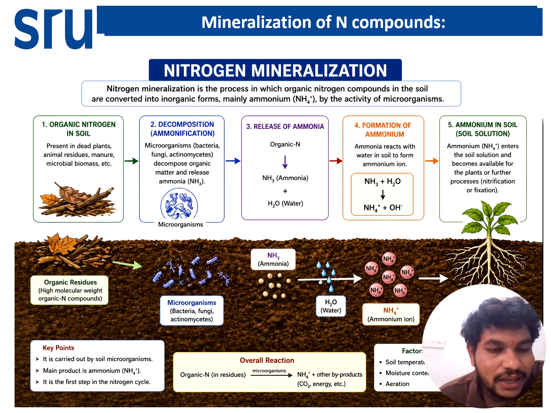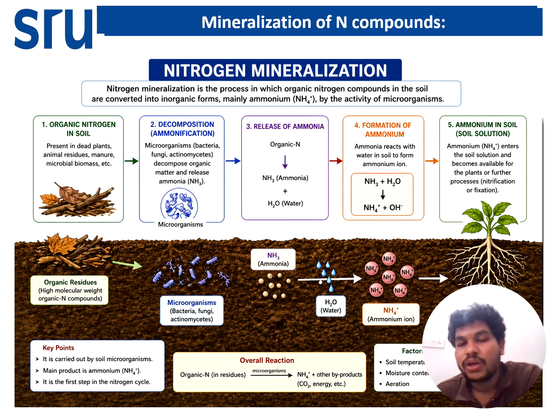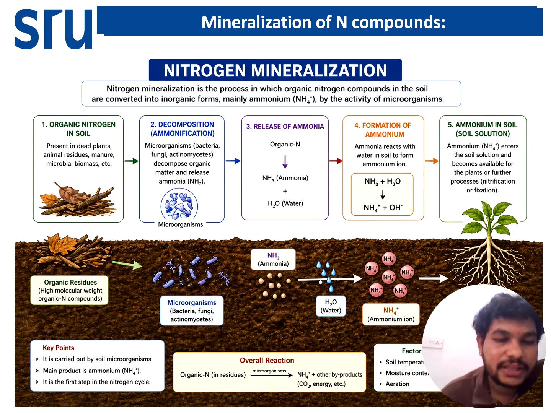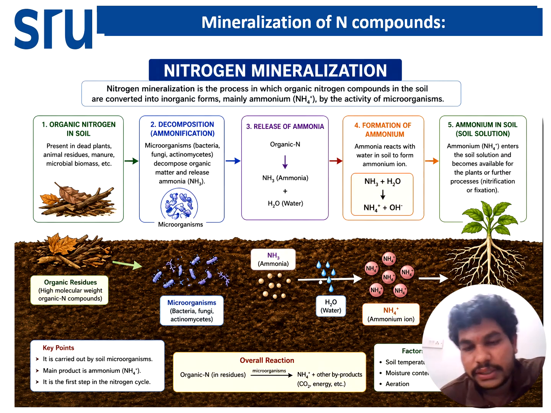So the key point here: the process is carried out by the heterotrophic bacteria. So this mineralization process is carried out by the heterotrophic microbes. You know that the soil has two types of bacteria, heterotrophic and autotrophic. Bacteria, fungi, and actinomyces will be there. Fungi are heterotrophic, actinomyces also heterotrophic. So bacteria have two groups, one is the heterotrophic, another is the autotrophic.